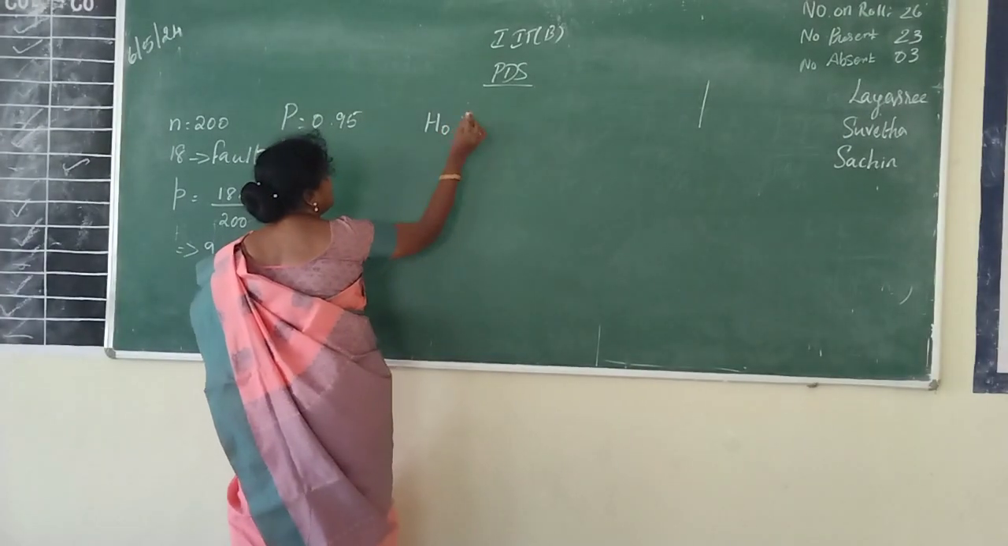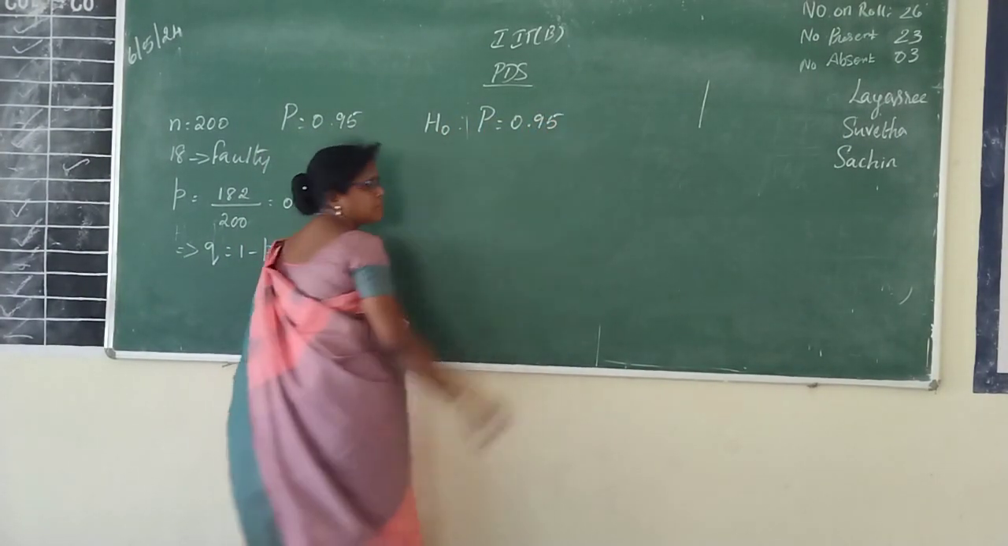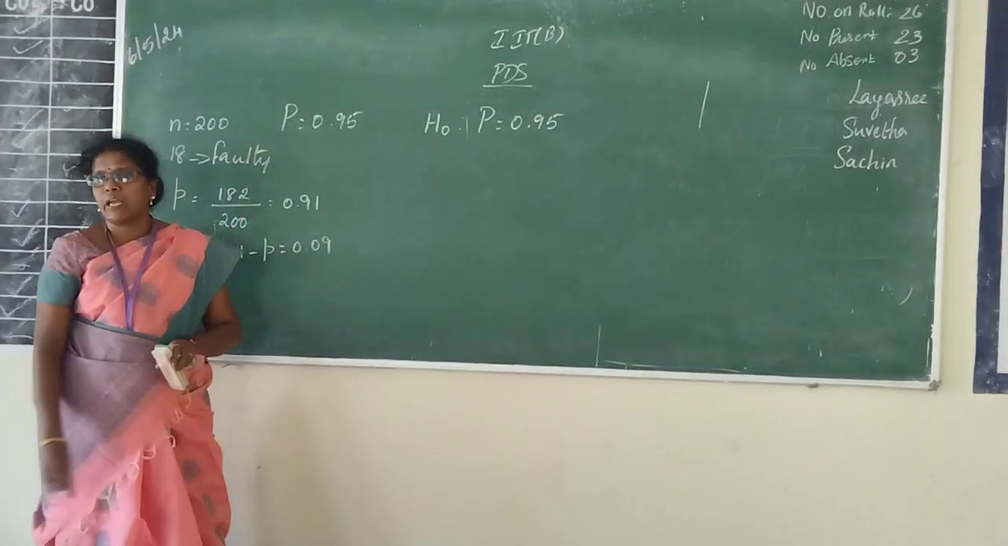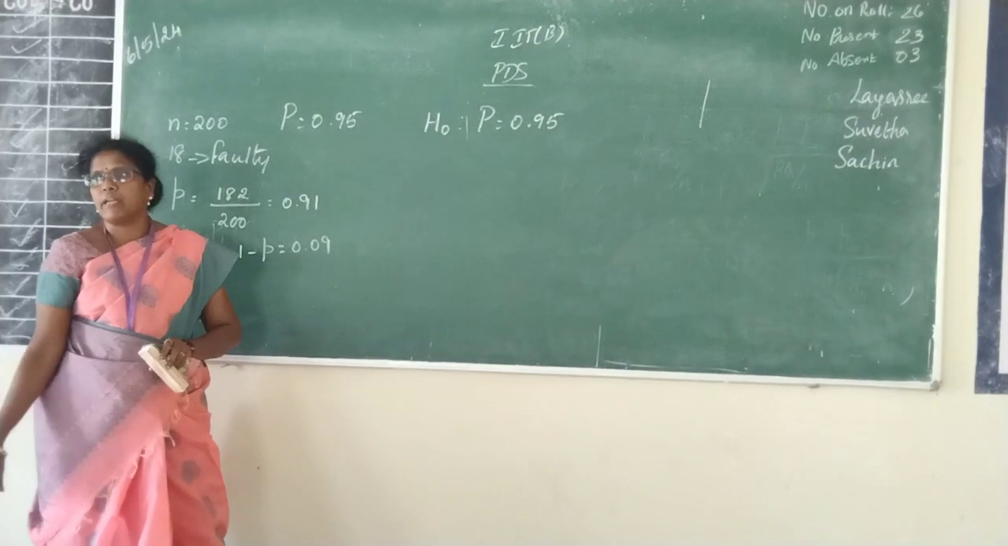Okay, now start the hypothesis procedure. What is H naught? How do we define H naught for this problem? P equal to 0.95. Okay, what will be H1? Not equal. Why not equal?